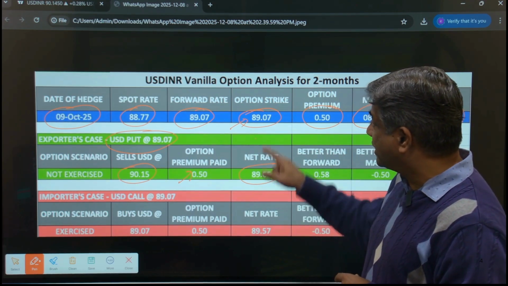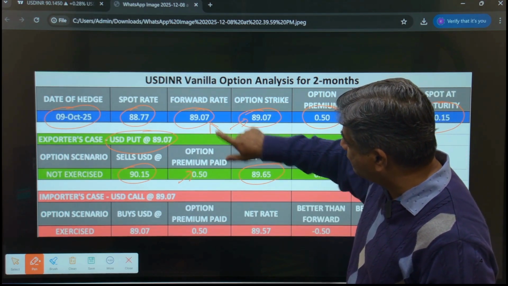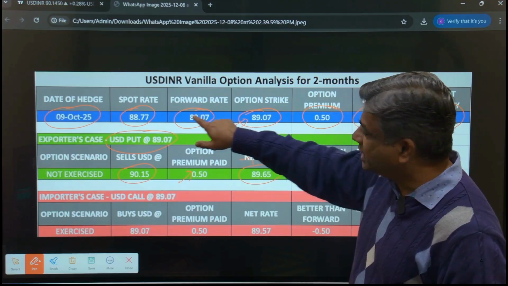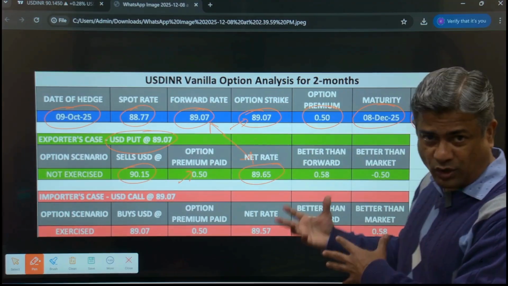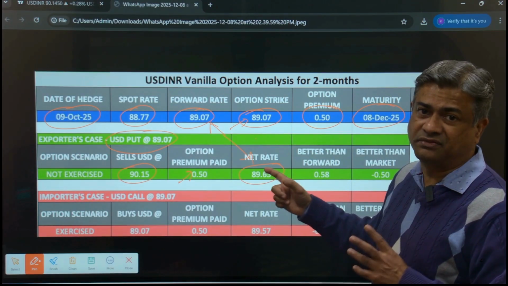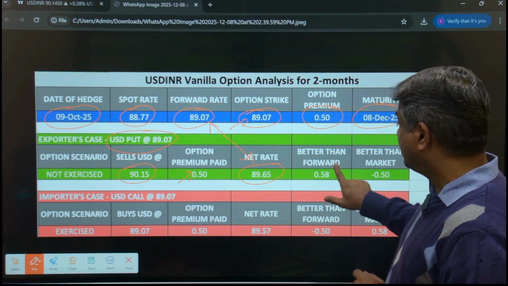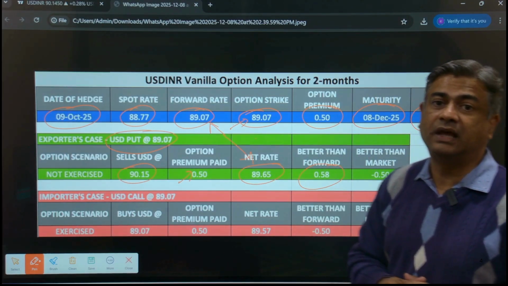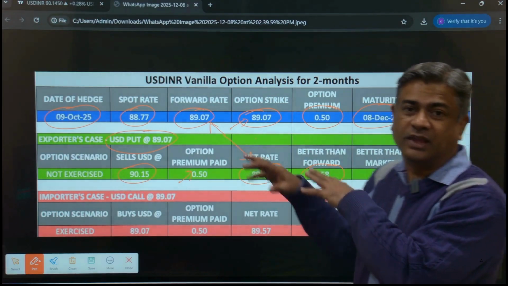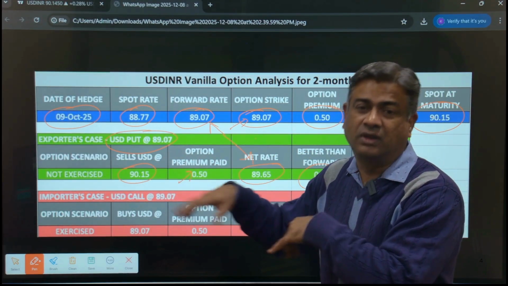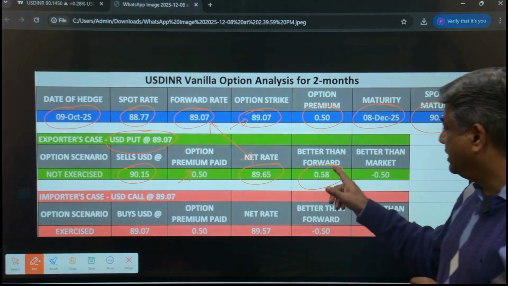Remember, if I would have done a forward, I would have got this. If I would have done a forward, I would have got 89, but since I did an option, I got 89.65, which is 58 paise better than the forward rate. So here very clearly the option has worked out far more favorably than a forward rate.